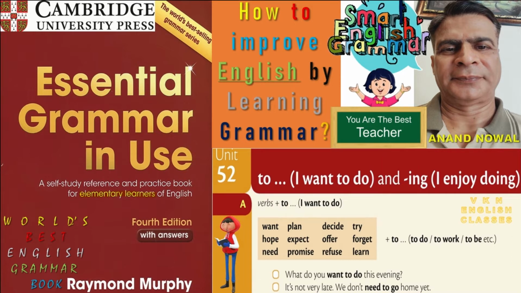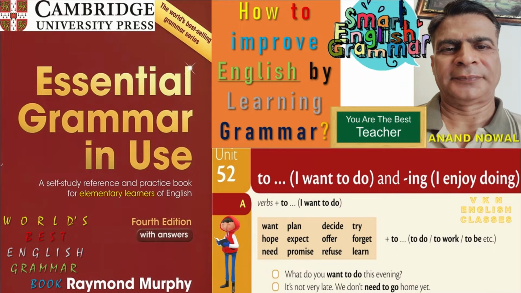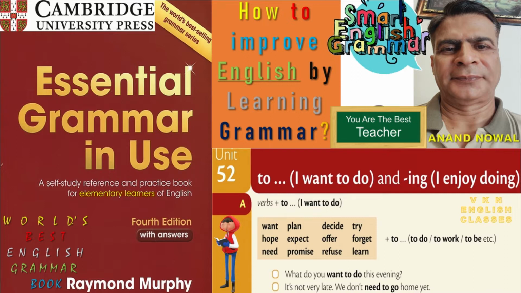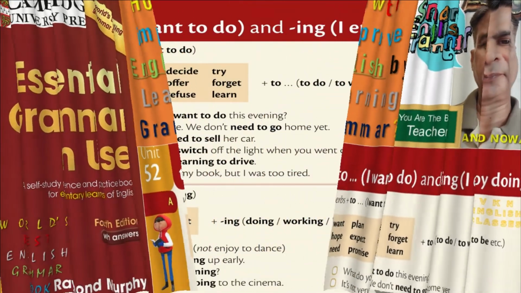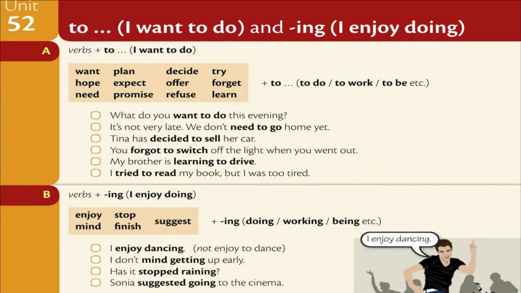For example, I want to do, I enjoy dancing. So, you should listen and watch this video carefully. Okay, well, let us get started now. Unit number 52. To, I want to do. And ing, I enjoy doing.